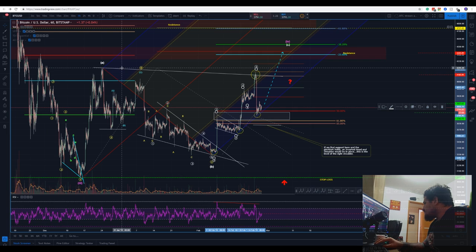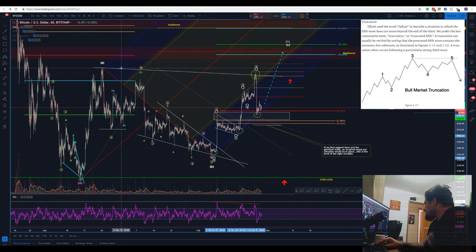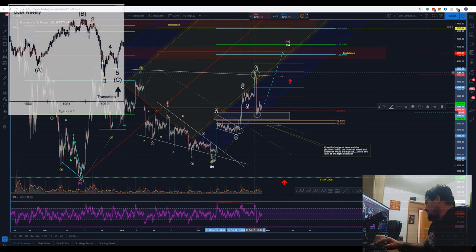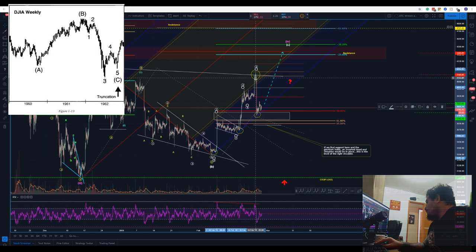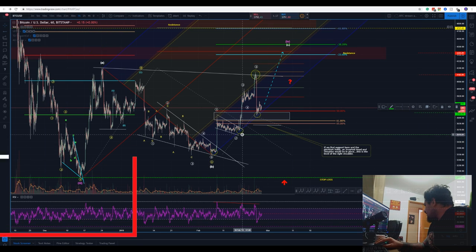What is it? Yes, it's a few bucks below it. It's a truncation. The price that we just dumped to here would be a confirmation that we have a truncation if we continue going down. Okay, if we break this line here, guys, it's going to be easy actually.